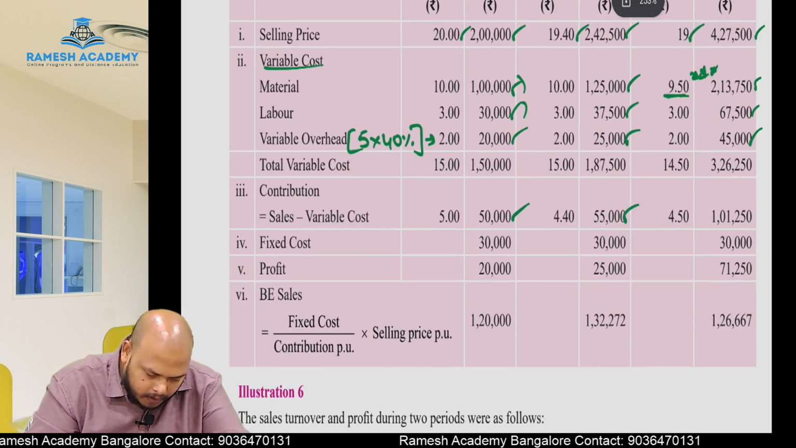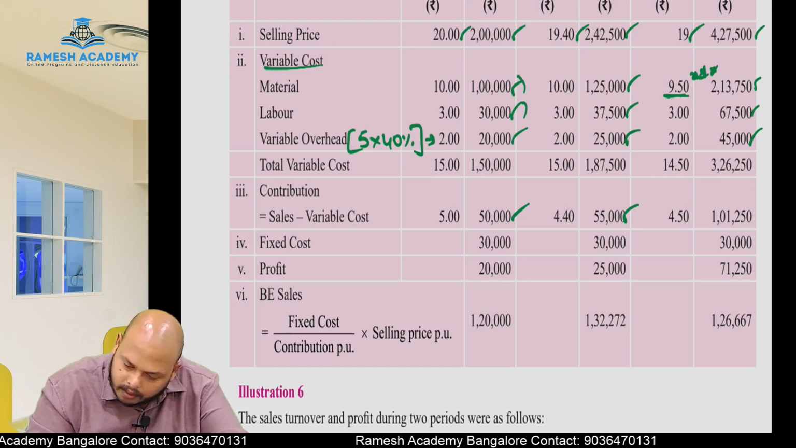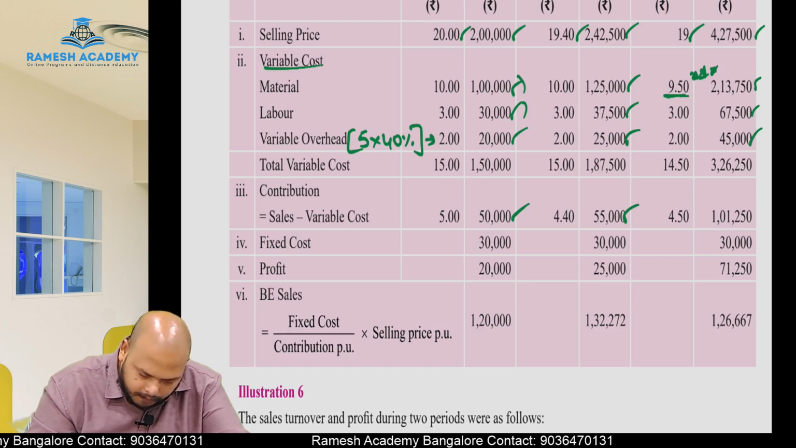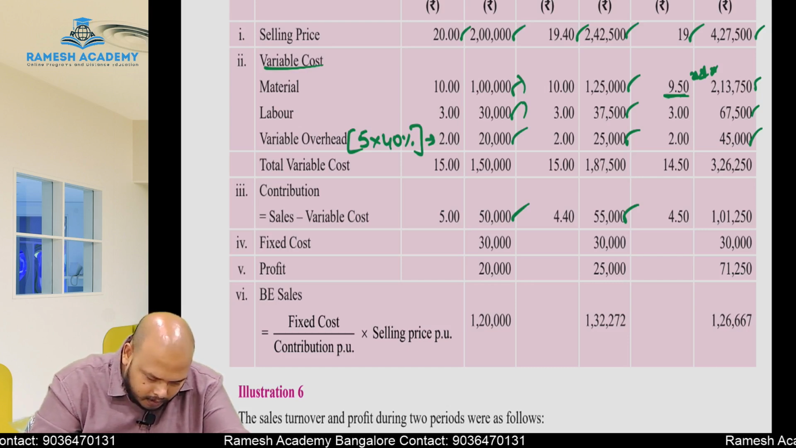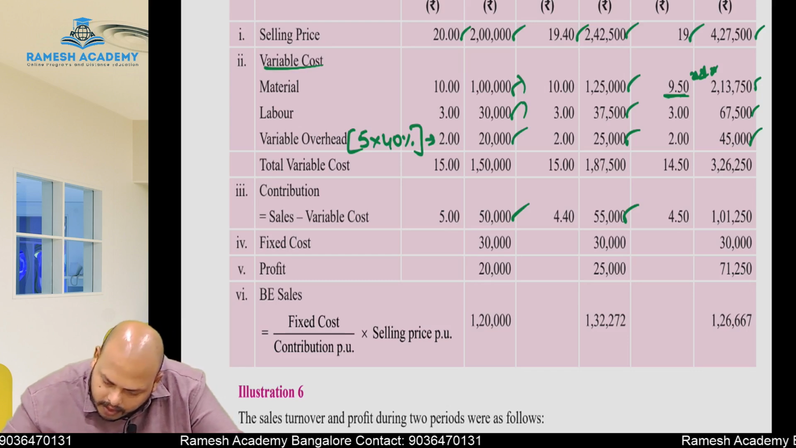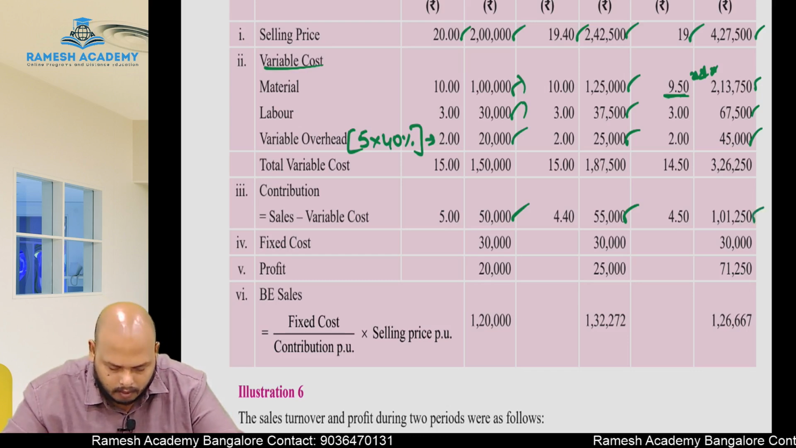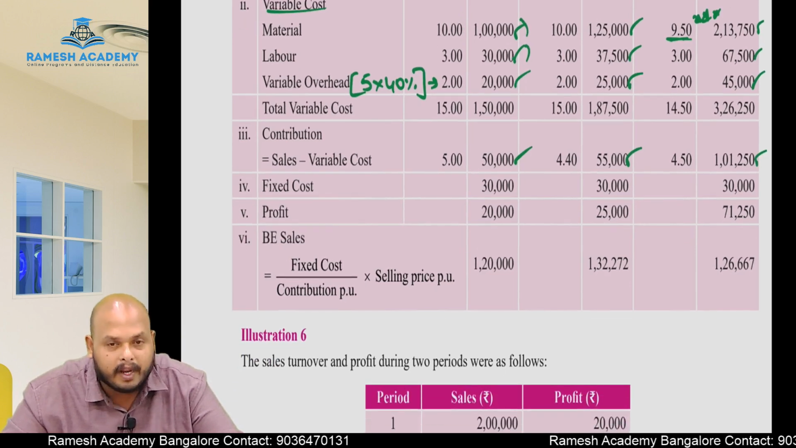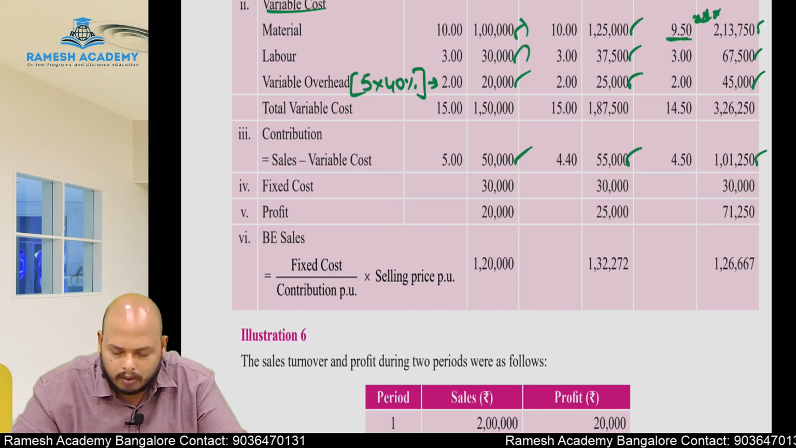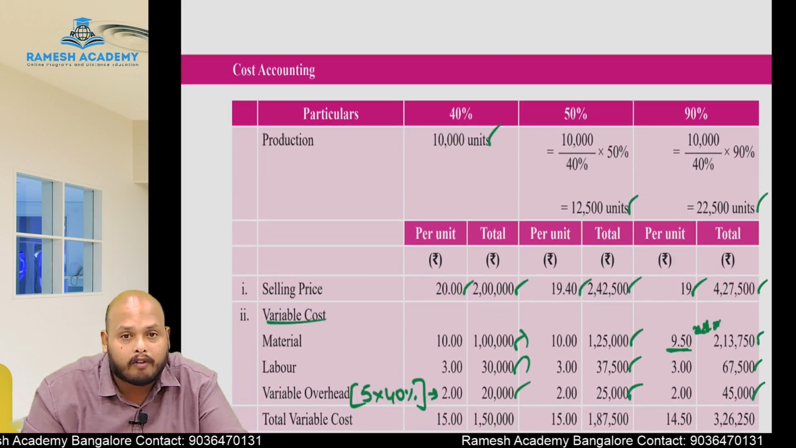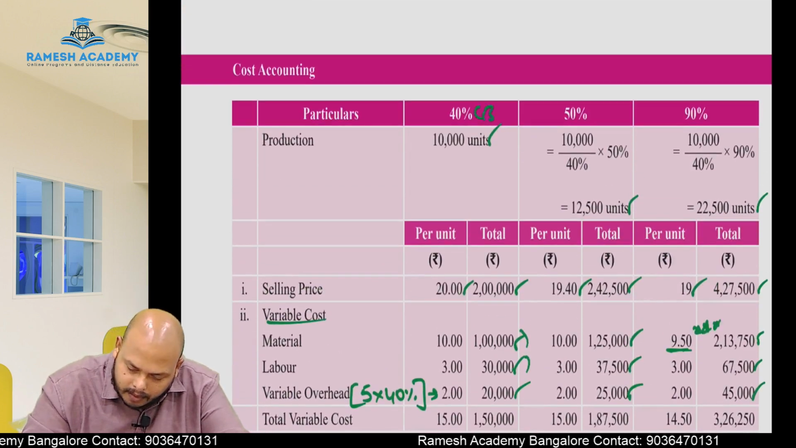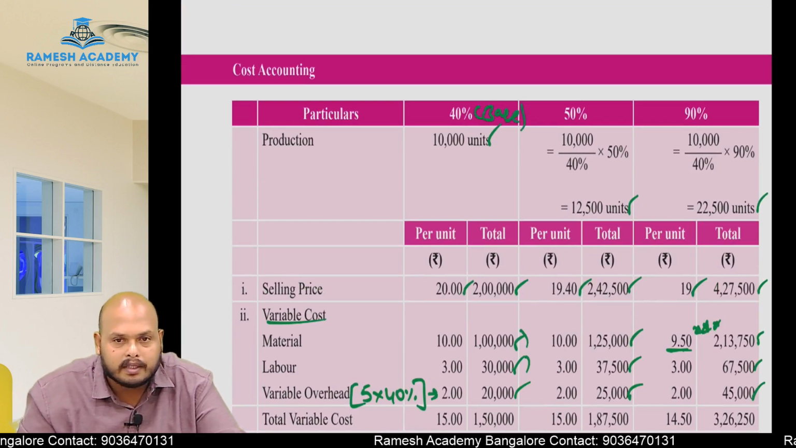Next, 4,27,500 minus 2,13,750 minus 67,500 minus 45,000. So how much is the contribution, na? 1,01,250. Okay, na? Now from this we have to minus fixed cost. Fixed cost we have to calculate at which percent, na? 40%, because this is the base. Okay, na?